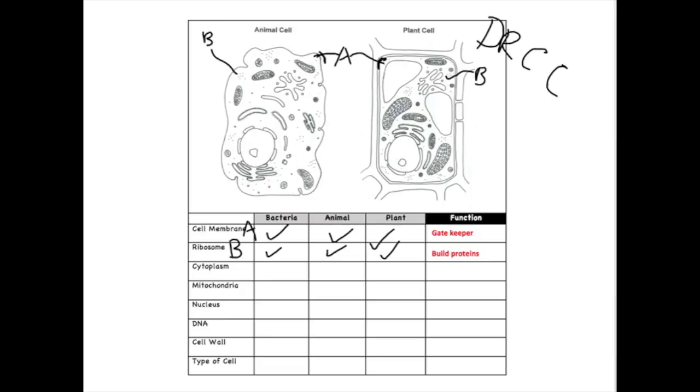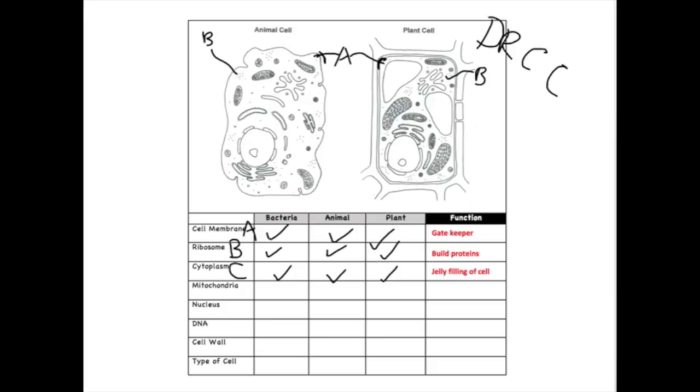Next thing we're going to look at is the cytoplasm. The cytoplasm is in all of the cells. So again, we are going to come to our diagram, and we're going to put check marks. Every single one has cytoplasm. And we're going to label cytoplasm as organelle C. The cytoplasm is what holds everything in place. So we're going to call it the jelly filling of the cell. Write that down.